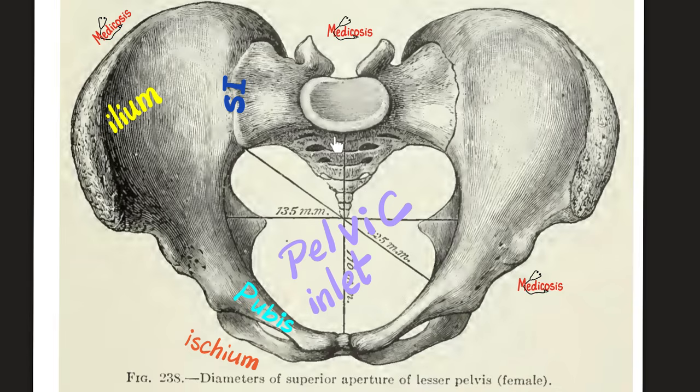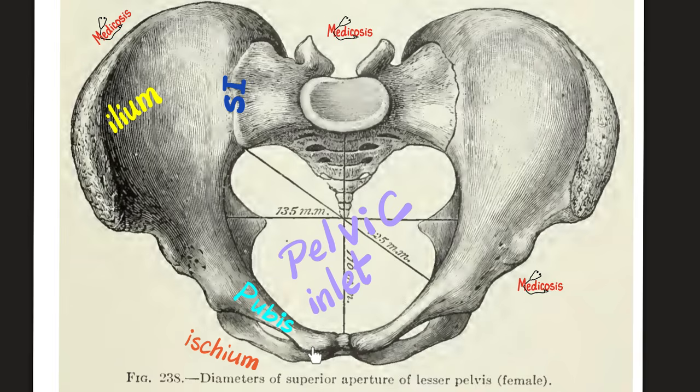Here on the back, we have the promontory of the sacrum, then the arcuate line of the ilium, followed by the pectineal line of the pubis. So the arcuate line belongs to the ilium, but the pectineal line belongs to the pubis. Can you name a muscle attached to the pectineal line? Please comment below. After the pectineal line of the pubis, here we have the pubic crest.